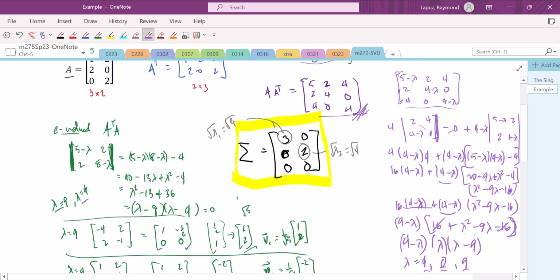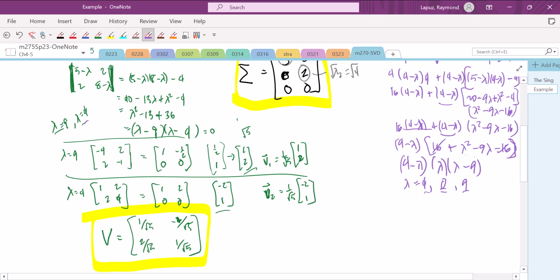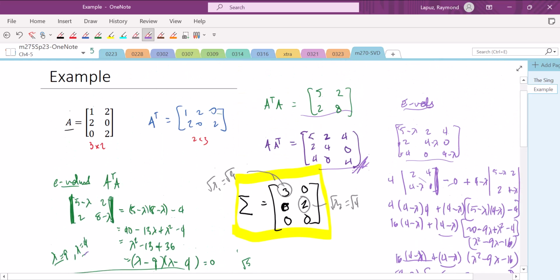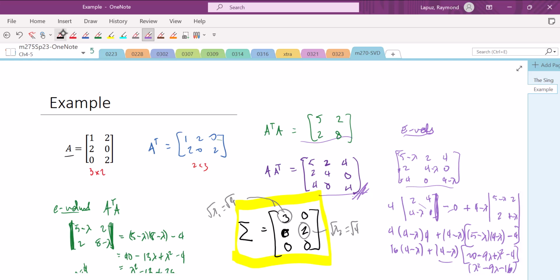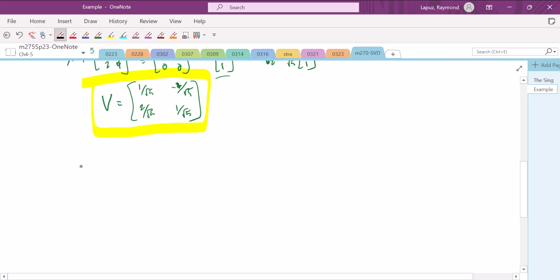Another way to find it is to use some connection with this equation. Let's see, we have an equation: A is equal to U times sigma times V transpose. And if we multiply by V on both sides, since the inverse of V is V transpose, then AV is equal to U sigma.